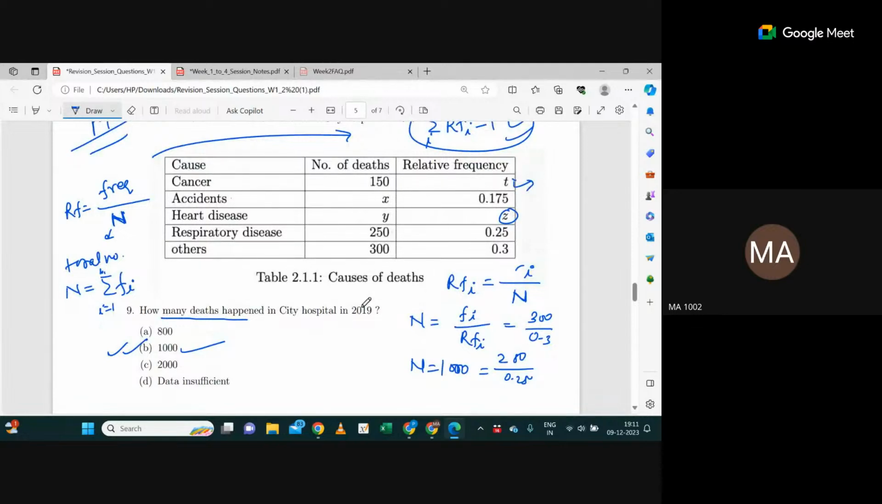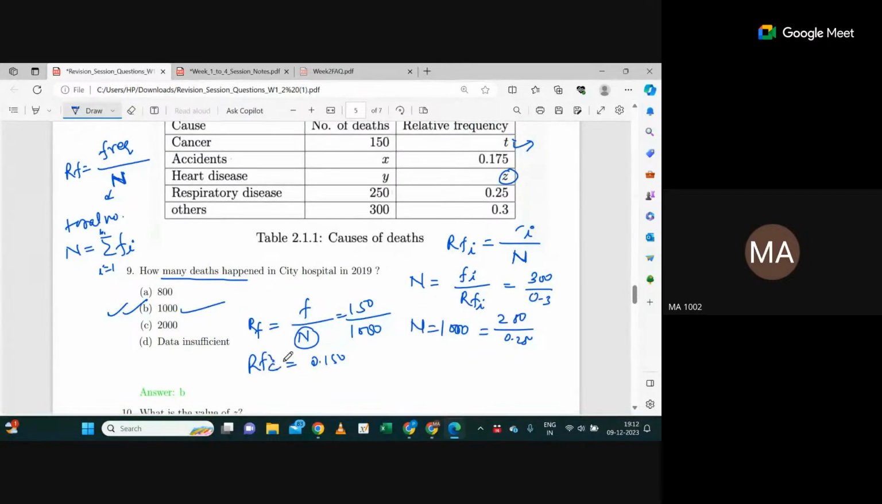T is nothing but relative frequency. Relative frequency is frequency divided by total number of observations. So frequency for cancer is 150. What is the total number N? 1000. That means 0.15. That is the relative frequency for cancer, right? I'm writing RFC. Now we have the value of T, which is 0.150.